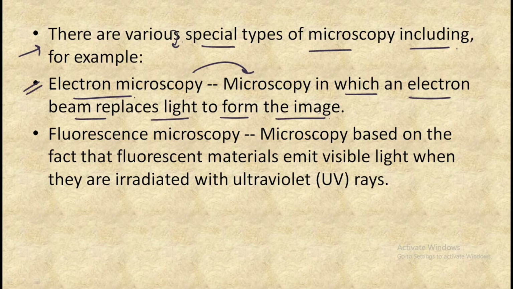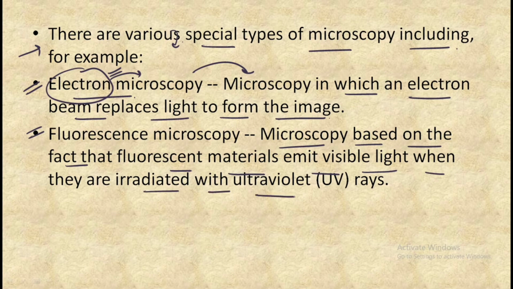So as the word suggests, we are using electron microscopy. That means electron is being replaced by the light as a source of energy in order to form the image. Then we have the second one, that is the fluorescence microscopy, the microscopy based on the fact that the fluorescent materials emit visible lights when they are irradiated with the ultraviolet, that is the UV rays.